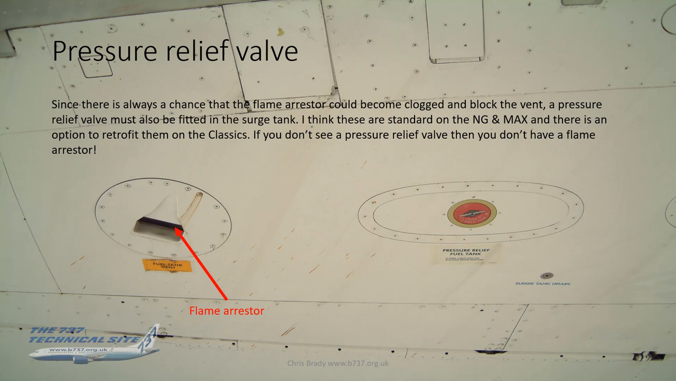I'm fairly sure these are standard on the NG and the MAX. I can't think why they wouldn't be, but not all classics have got them, and there may even be some NGs which haven't got them. I'm not quite sure, but the way to tell if you've got a flame arrestor on your aircraft is to look to see if you've got this pressure relief valve just inboard of the vent. If you have, then you've got a flame arrestor. There you go. Good to know.